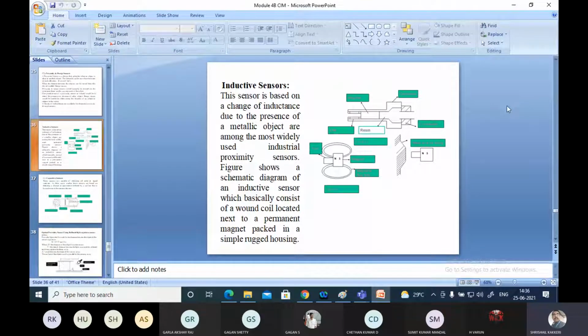PPT. Any doubts in this magnetic field? The magnetic field sensor, no, sir. It is a range sensor.